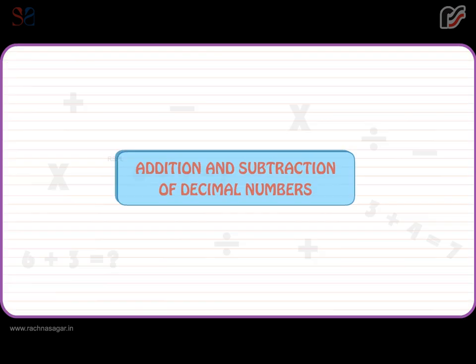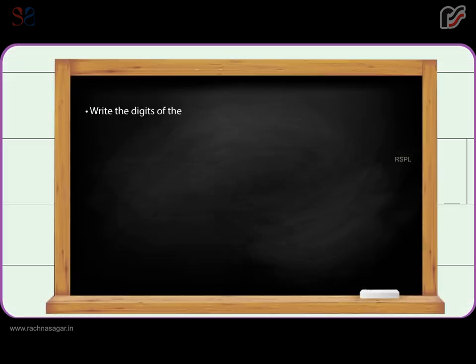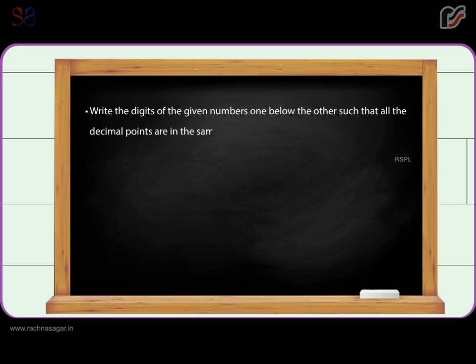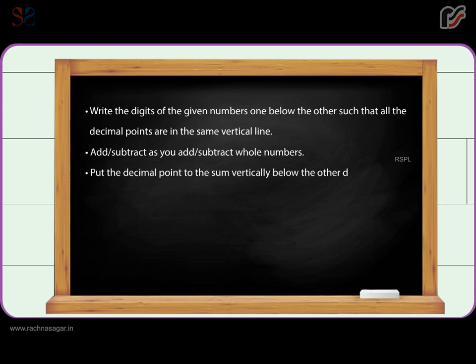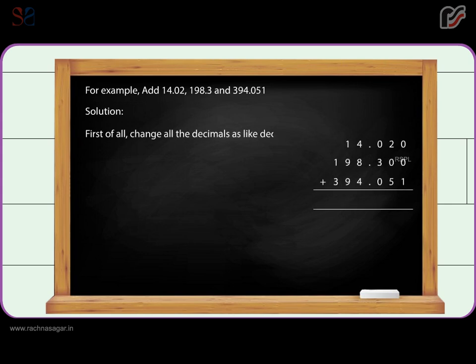Addition and subtraction of decimal numbers. Write the digits of the given numbers one below the other such that all the decimal points are in the same vertical line. Add or subtract as you add or subtract whole numbers. Put the decimal point in the sum vertically below the other decimal points. For example, add 14.02, 198.3 and 394.051. Solution: First of all, change all the decimals into like decimals.